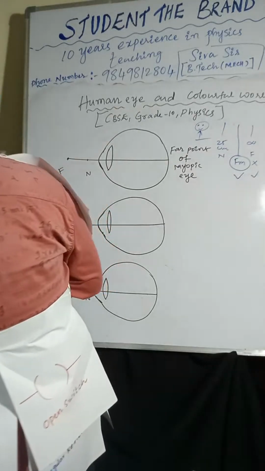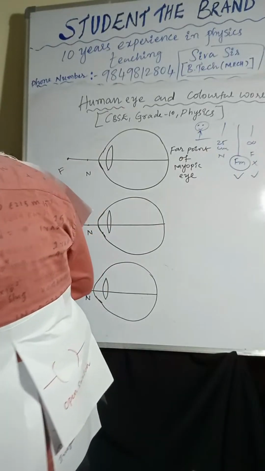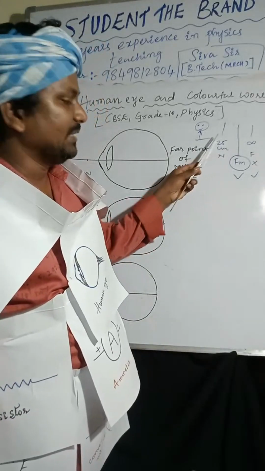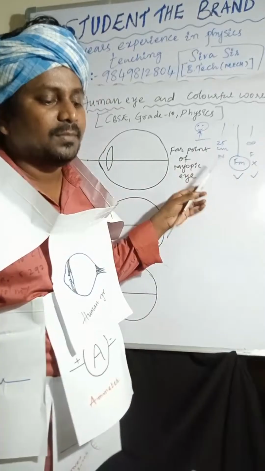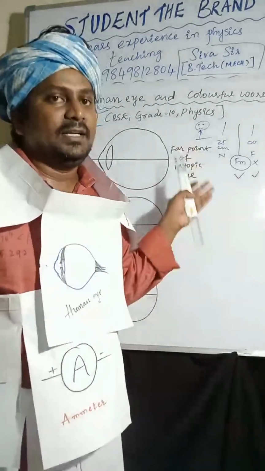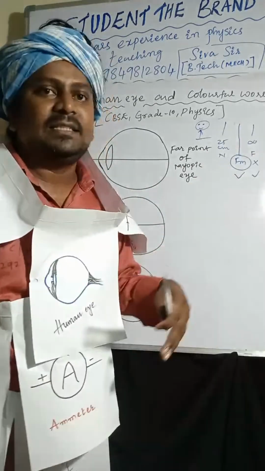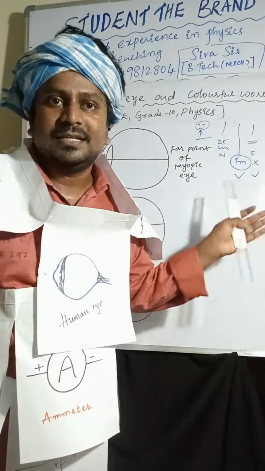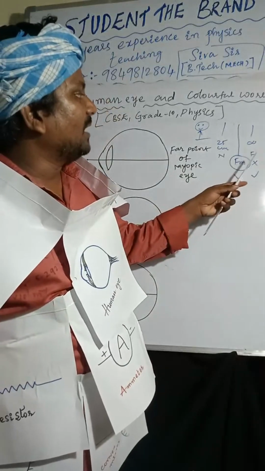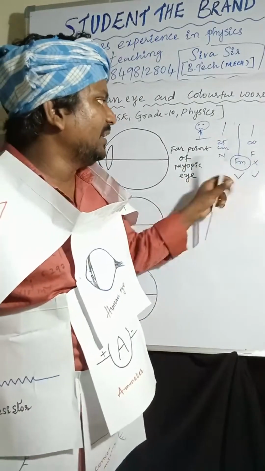Now I am considering here. When the light ray is coming from infinity, as I said, this is the 25 centimeter, you can see. Myopia is nothing but the person can see near distance objects, but he can't see far distance objects. Yes or no? Yes. He can see this point, but not this point. Between 25 and infinity, he can see somewhere.